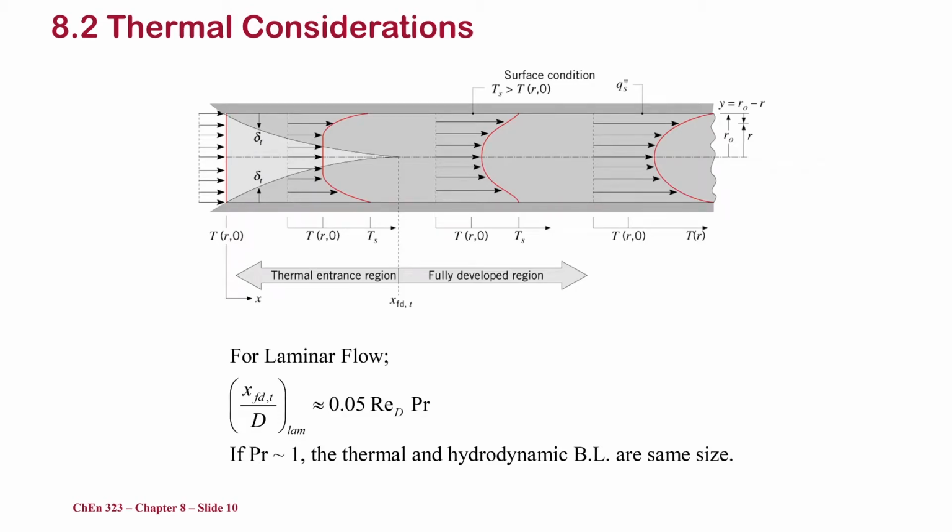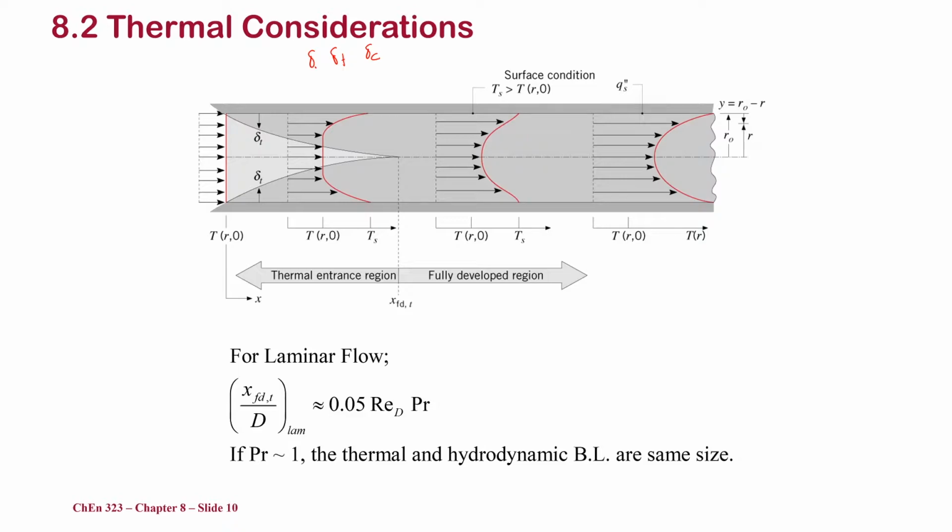So just like a hydrodynamic entry region, you can also have a thermal entry region. Think about it: we talk about the hydrodynamic boundary layer, thermal boundary layer, and concentration boundary layer. Unless the Prandtl number is 1, the hydrodynamic boundary layer is different from the thermal boundary layer. So that means there will be another entry length.